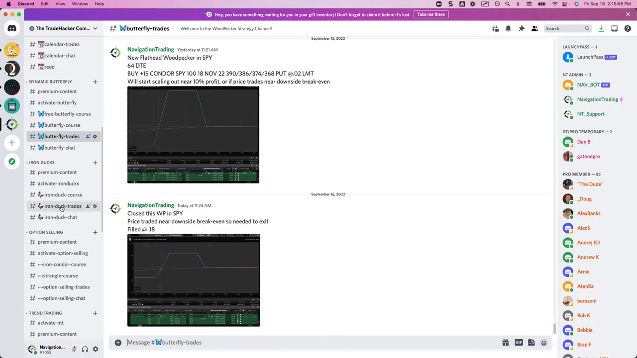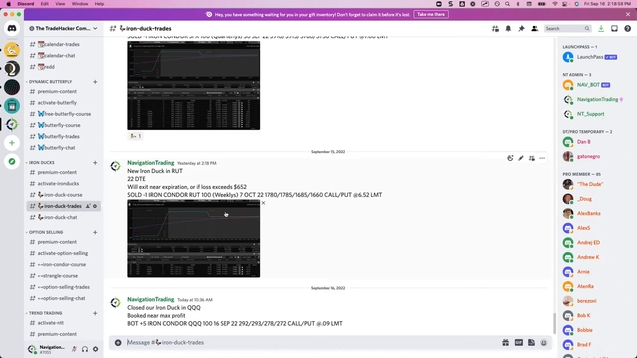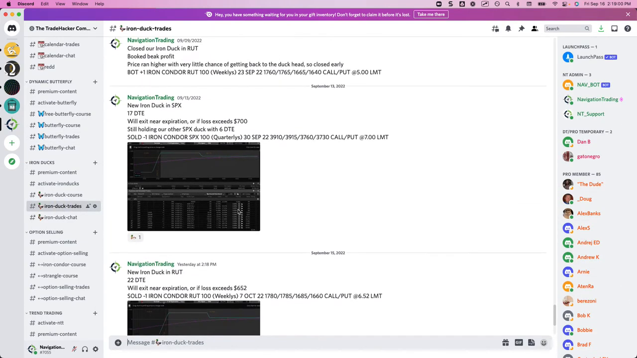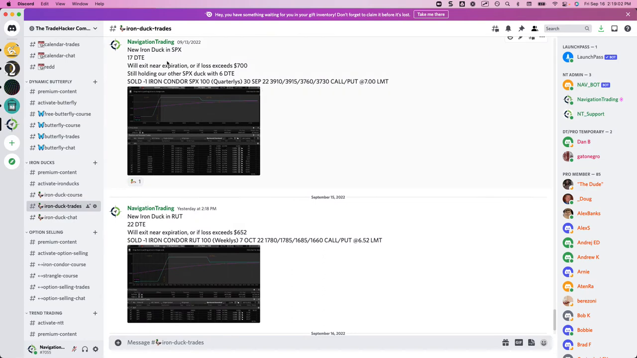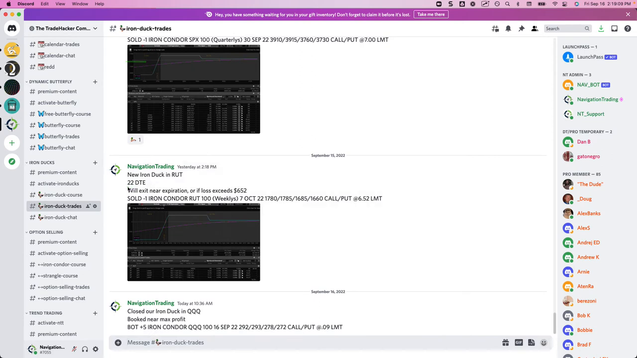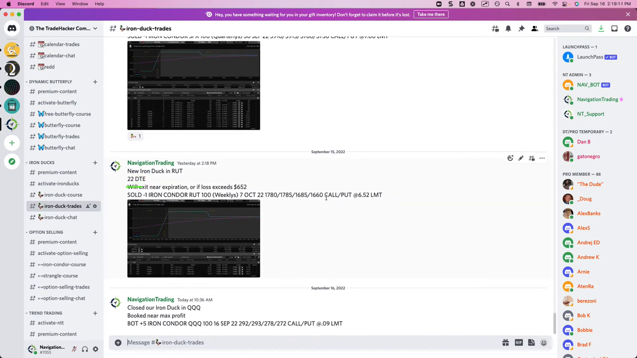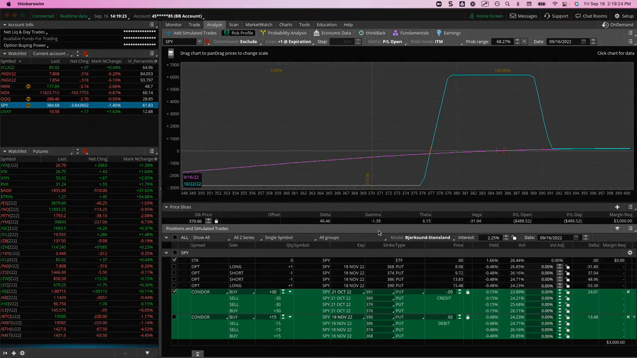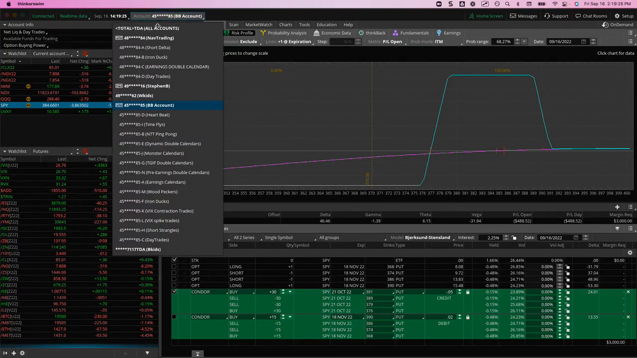Next, iron ducks. Couple of trades here. Number one, we did a new one in SPX with 17 days to expiration. Did a new one in RUT with 22 days to expiration. And then we closed out our QQQ one that was going to expire today and booked almost max profit on that one. So I think it was like $640 profit on that one. So let's go to the platform and look at our other positions.